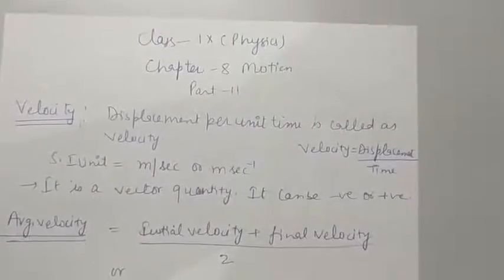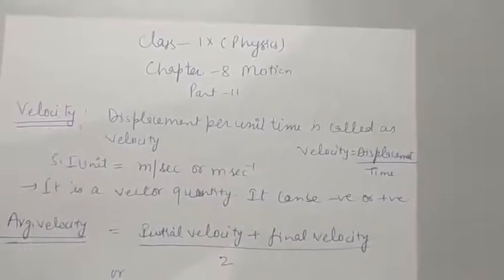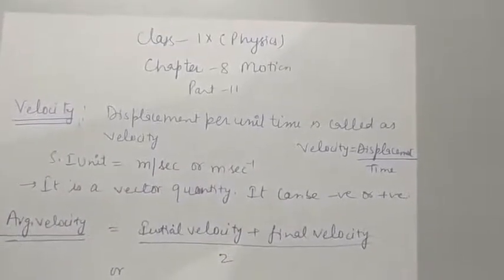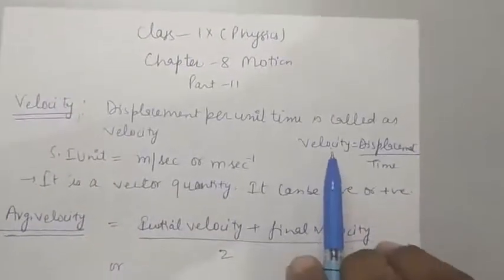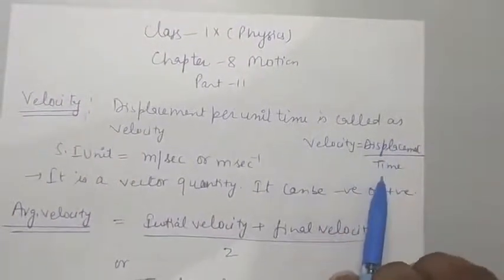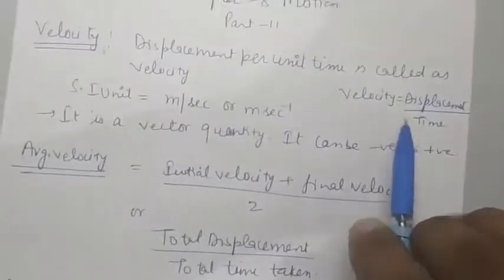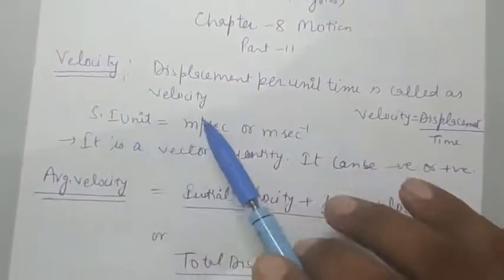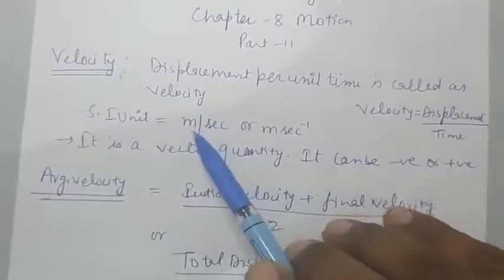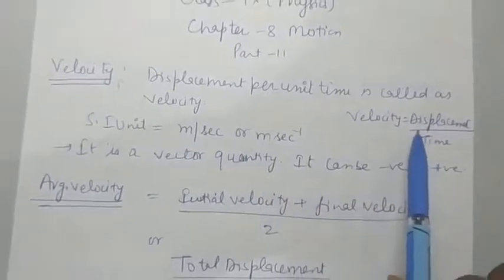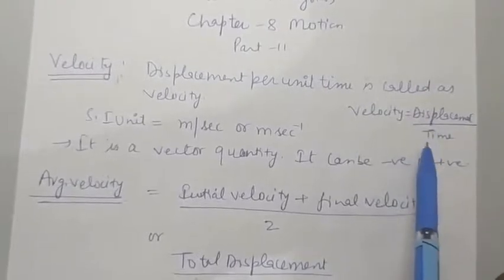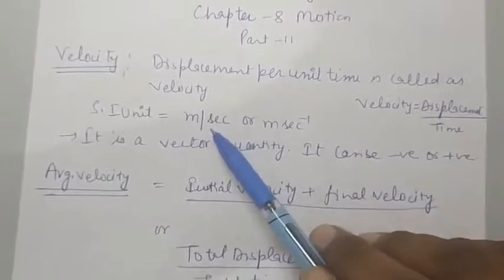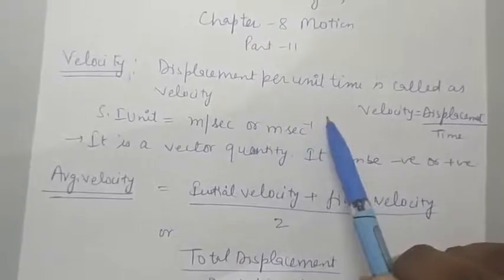The next one is velocity of the body. Velocity is displacement per unit time. Displacement by time is called velocity. Velocity is equal to displacement by time, right? The SI unit of velocity is the same as that of speed, meter per second, because displacement is equal to 1 meter and time is equal to 1 second, so meter by second, it will be meter per second or meter second power minus 1.